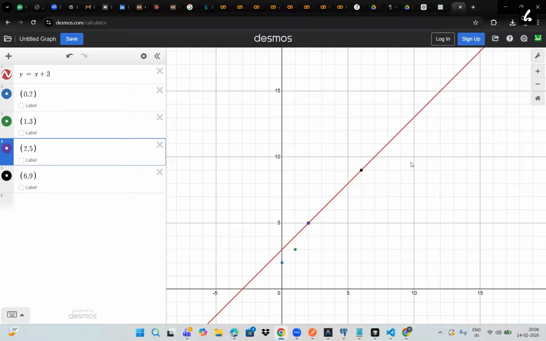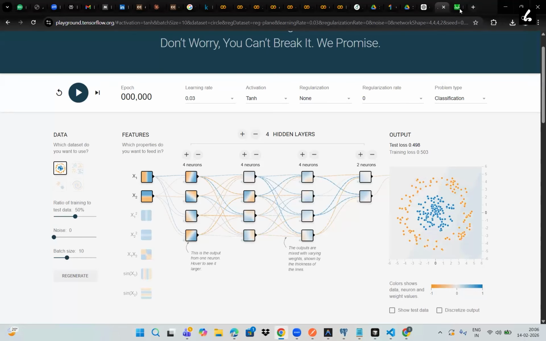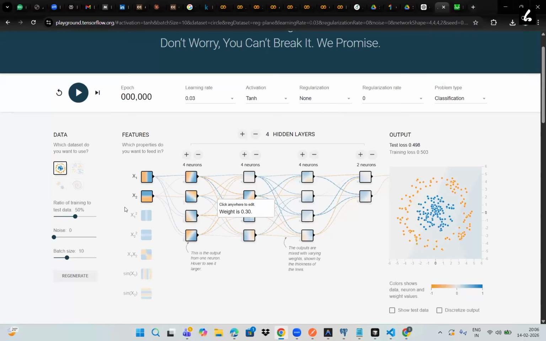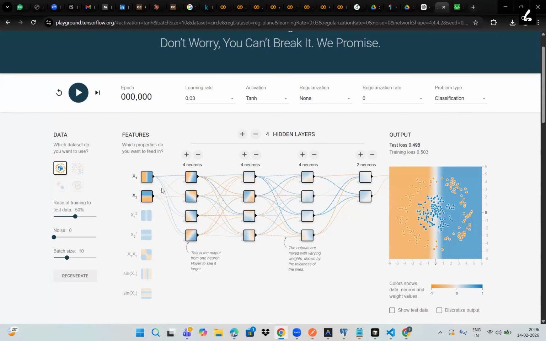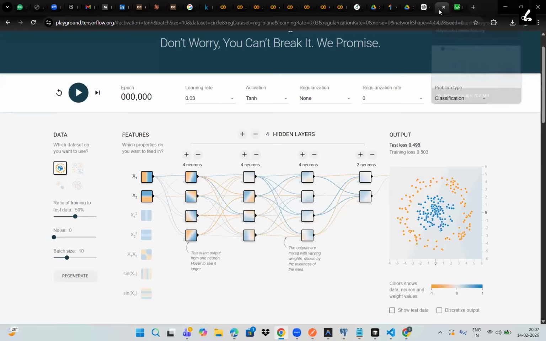But what happens in the case of deep learning? This is a linear relation, y is equal to x plus 3, a straight line equation. But in deep learning, it becomes very complex. If we multiply x with this, then x, it becomes exponential. It becomes a very high degree polynomial equation. With a high degree polynomial, we cannot even imagine how it will look.